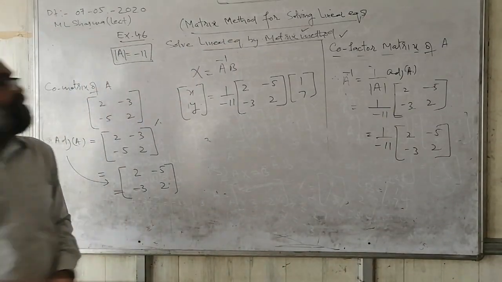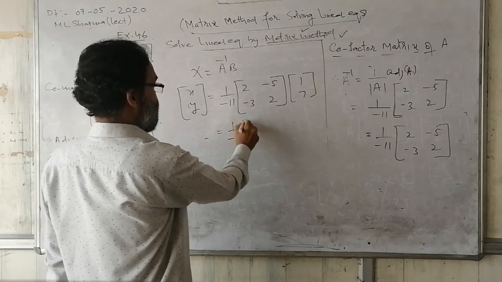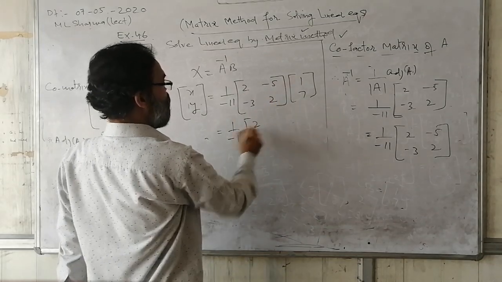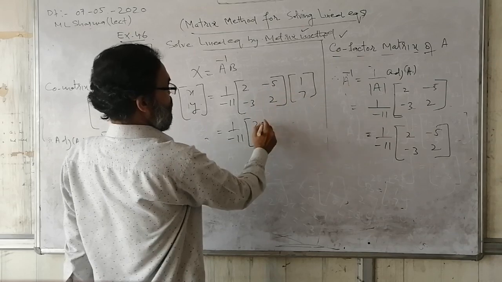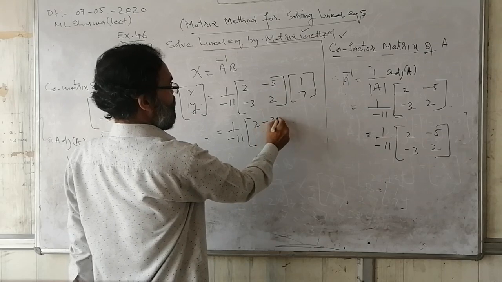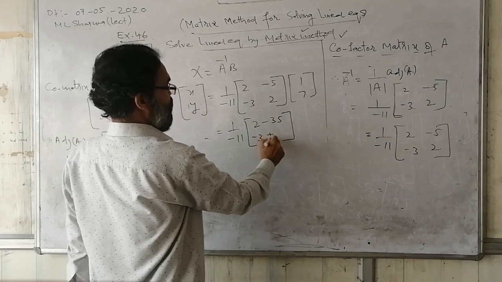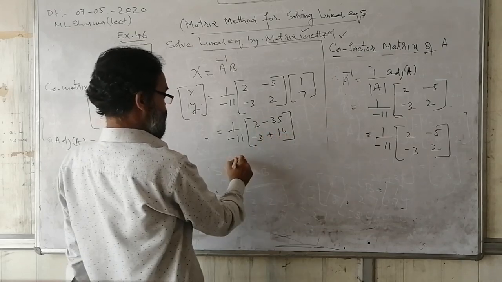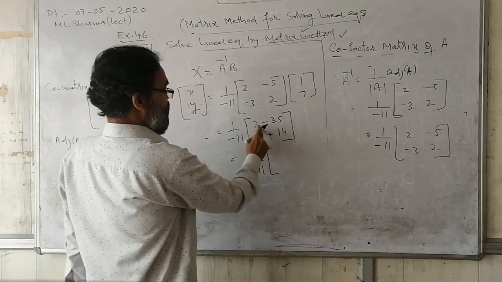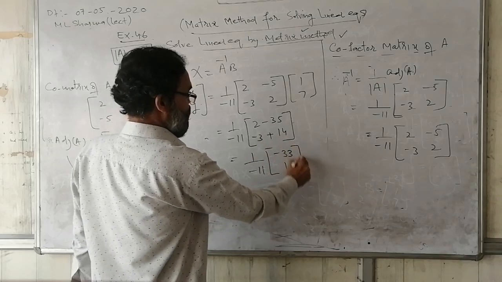So this will equal 1 upon minus 11. I will multiply these two matrices: 2 into 1, 2 here, and 5 into 7, minus 35, here minus 3 and plus 14. So this will equal 1 upon minus 11, 33 minus here and 11 here.